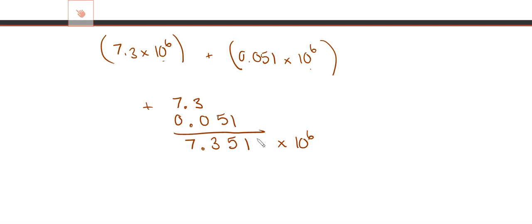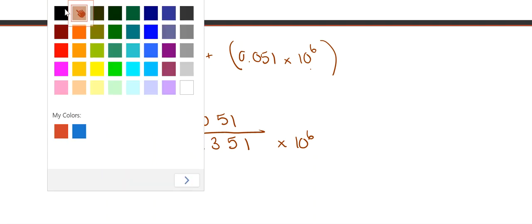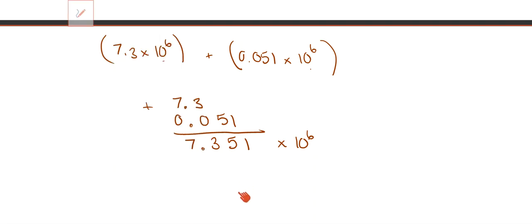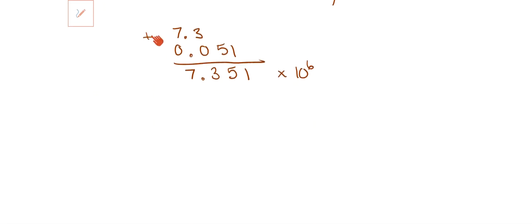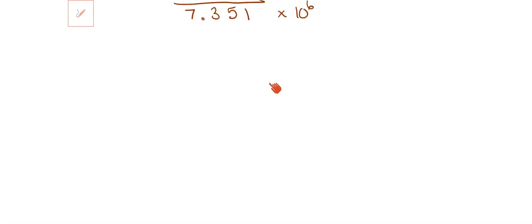Should I give you another one to try? Yeah. This time I'm going to give you subtraction. It's the same thing, only instead of adding, you subtract. So let's go for 4.7 times 10 to the 3 minus 1.6 times 10 to the power of 5. It's going to be interesting.